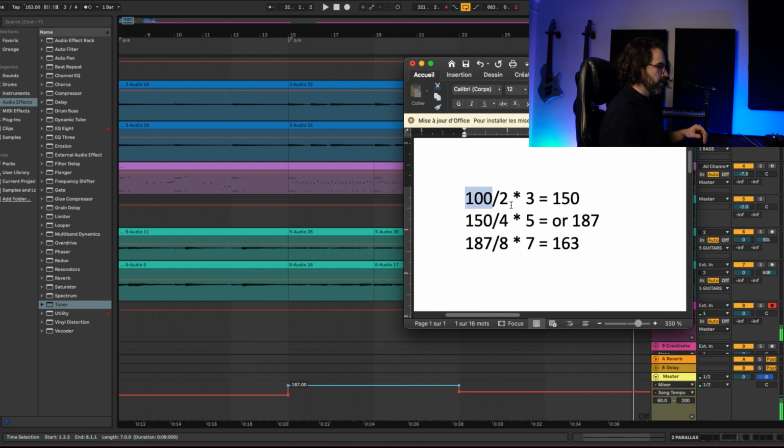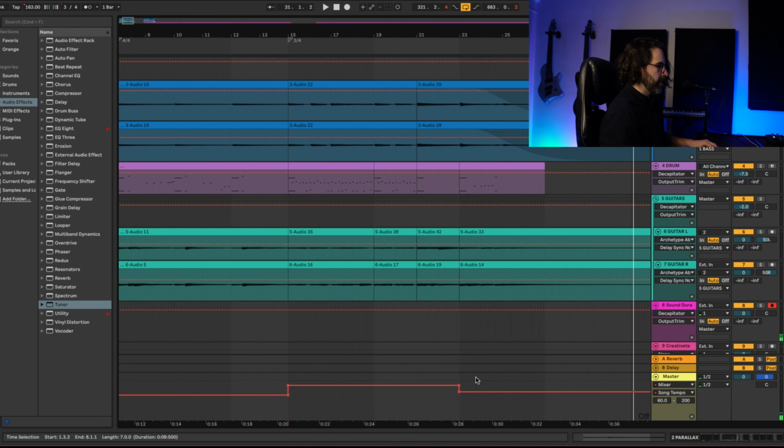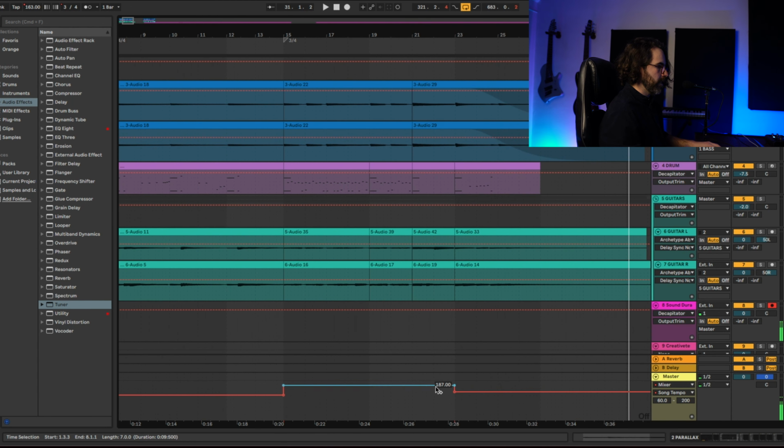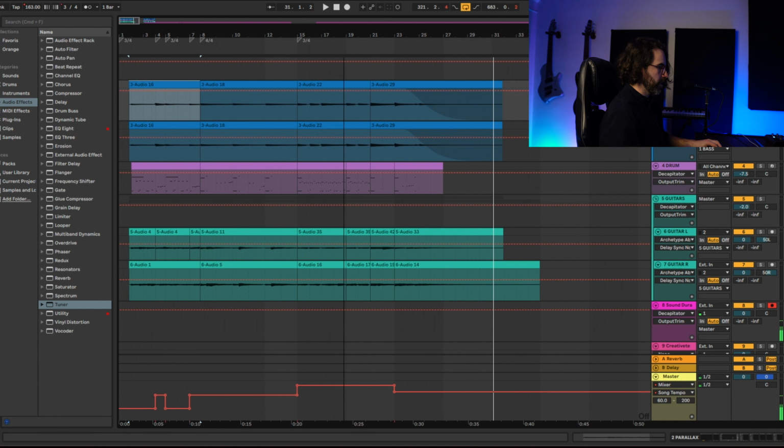187, which is from 150, the value of quintuplets actually. So we do 100 divided by 4, which is the value of the 16th note, multiplied by 5, which is the value of the quintuplets from 150, equals 187. And then the last one, 163, is actually the value of the septuplet from 187. So we slow down to 163 for the last part of the song.